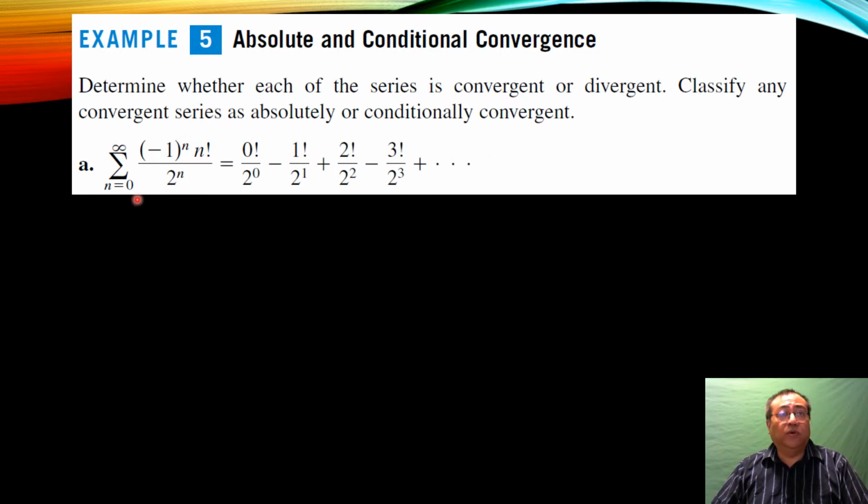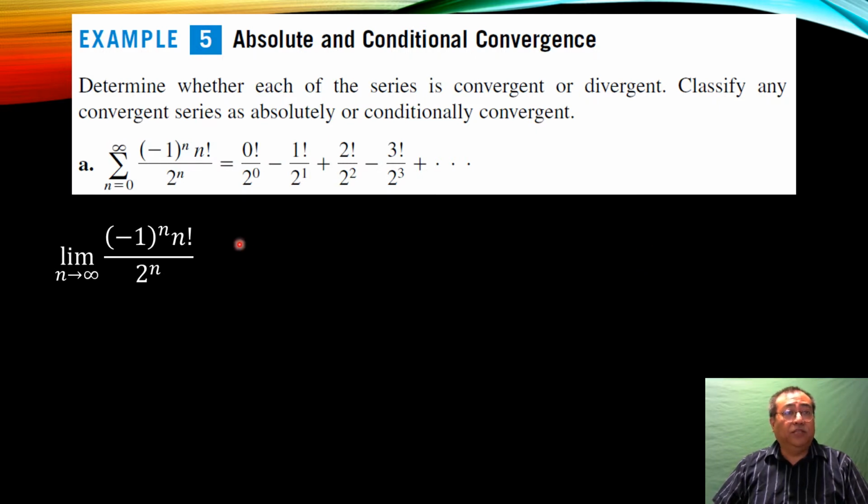Okay, so let's look at some. We're going to determine whether each one is convergent or divergent, just in general. And then if it converges, we want to know if it converges absolutely or conditionally. So this is the term. We take the limit as n goes to infinity. N factorial is going to overpower 2 to the n.